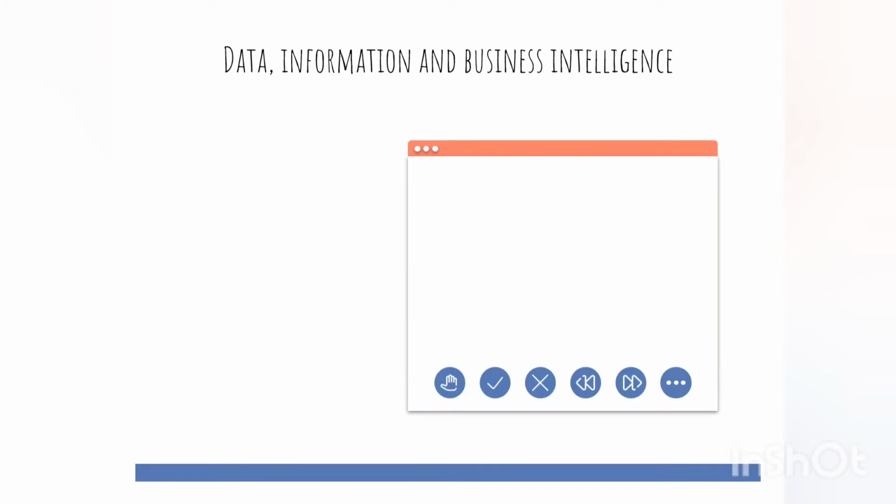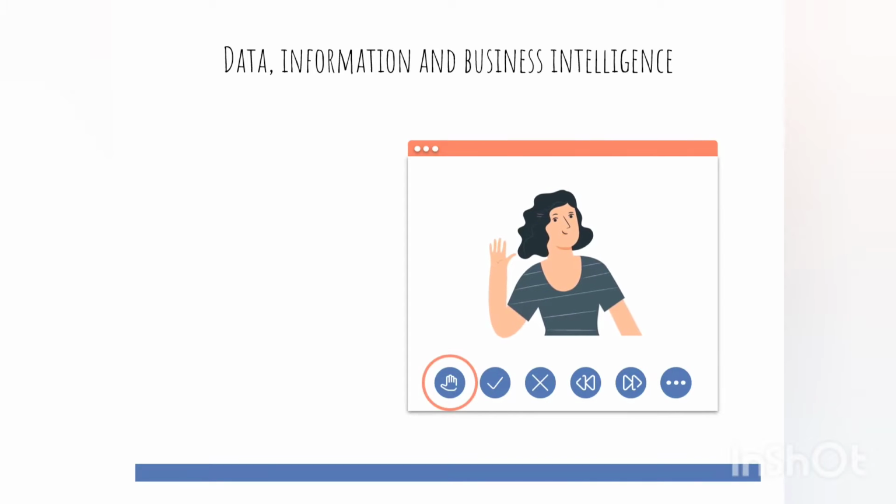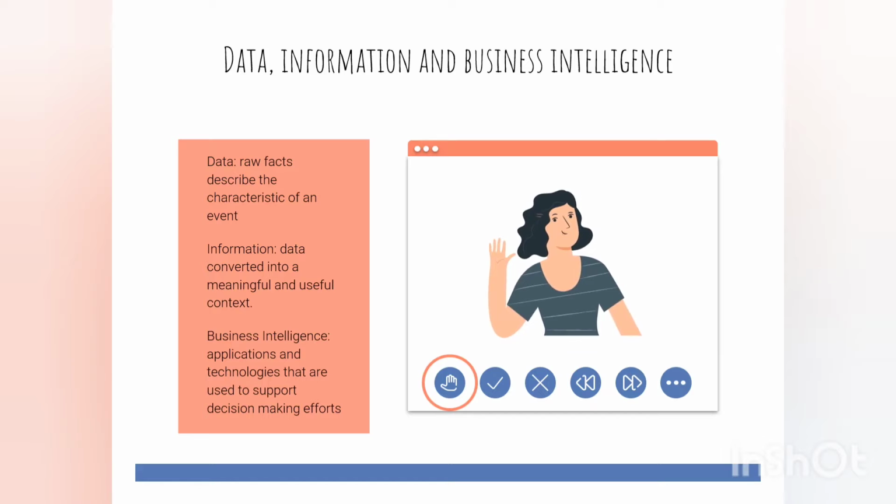Data, information and business intelligence. Data is raw facts describing the characteristic of an event. Information is data converted into a meaningful and useful context. Business intelligence is applications and technologies that are used to support decision-making efforts.